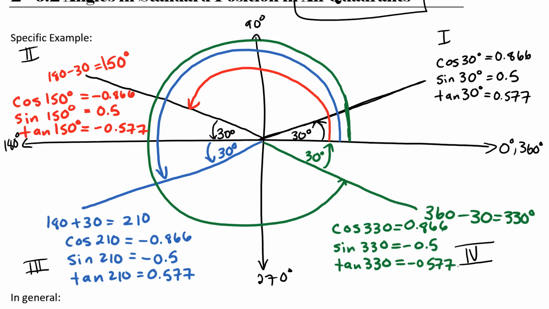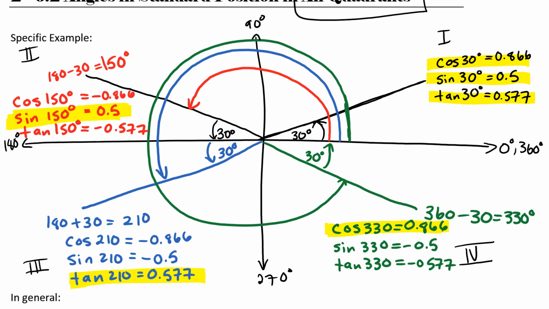Okay, cool. So what I'm going to do is I'm going to just highlight what's positive. So in the first quadrant, all of the trigonometric ratios, let's use our math words here, are positive. In the second one, only the sine is positive. In the third, only the tan is positive. And in the fourth quadrant, only the cosine is positive.